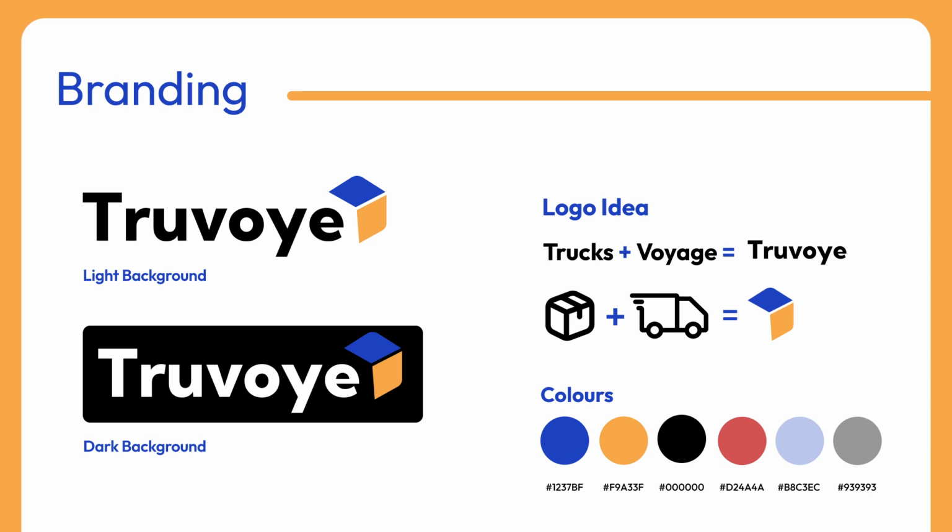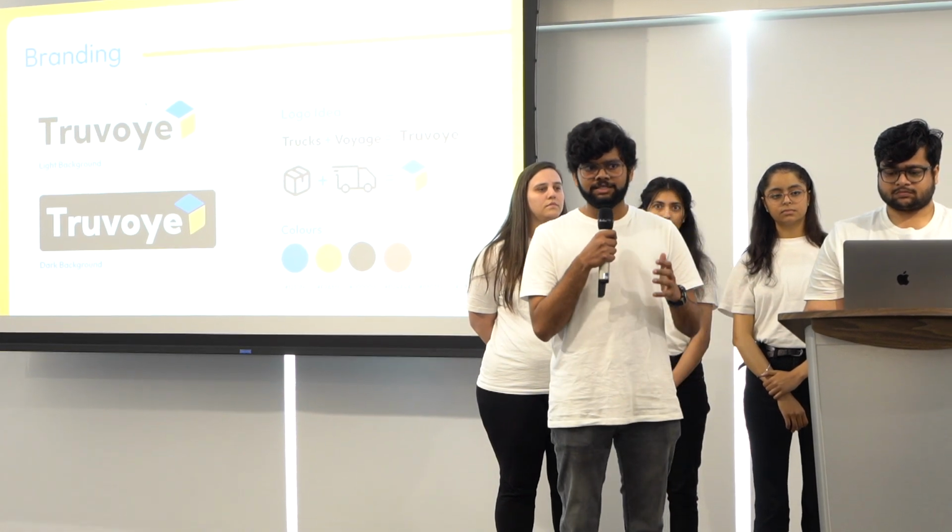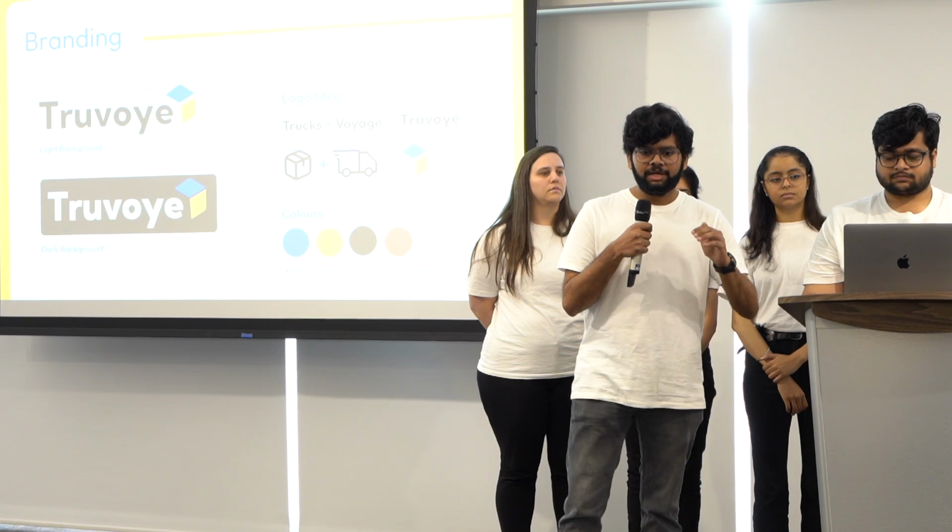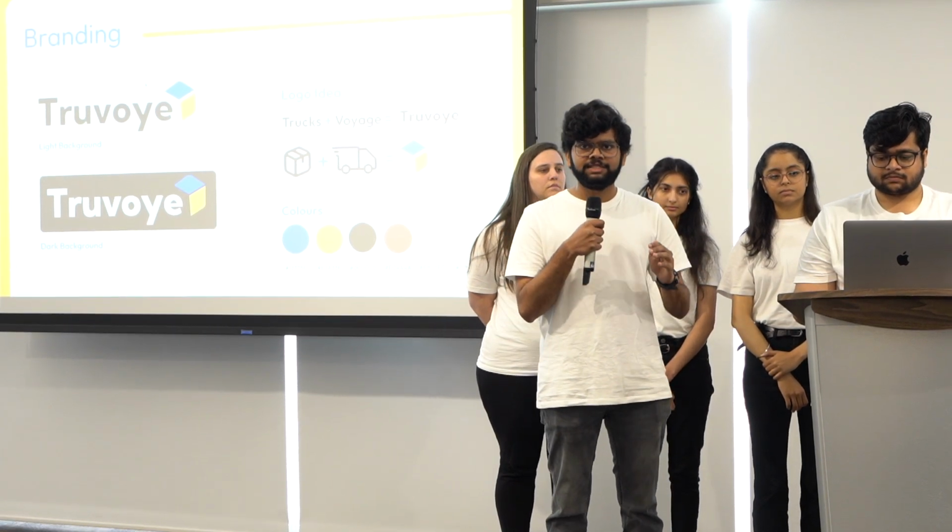And for our logo, we have combined a cargo box and a truck to form an arrow, which represents the reliability and efficiency and the growth that our web app is going to provide to its users. For our colors, we wanted our brand's visual identity to enforce reliability, efficiency, and excellence.